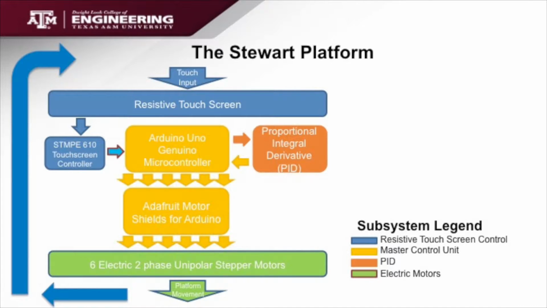The Stewart platform developed and tested in this project was comprised of four main subsystems. Those subsystems consist of a resistive touchscreen control, the master control unit, or MCU, the proportional integral derivative, or PID, and finally, the electric motor subsystem.